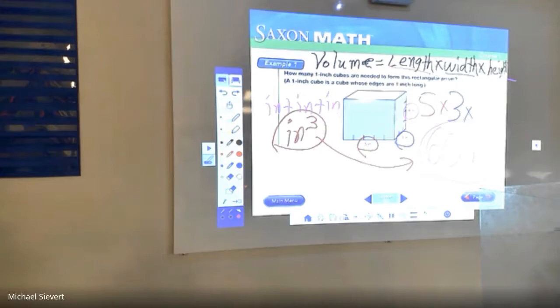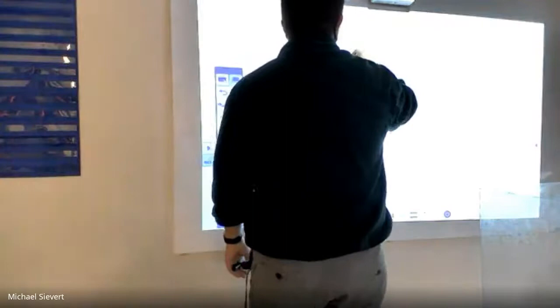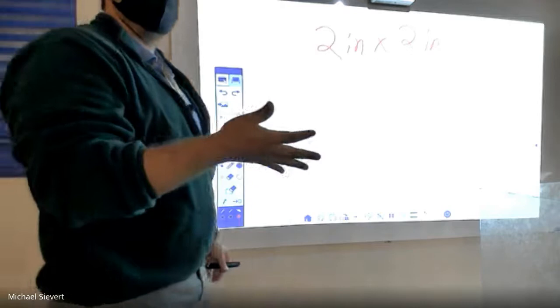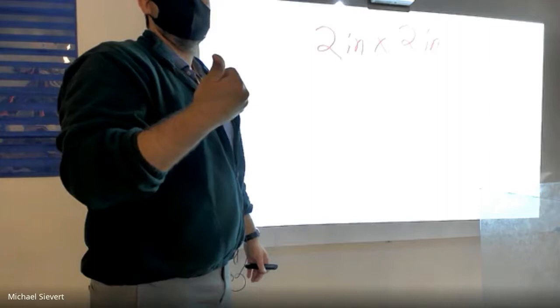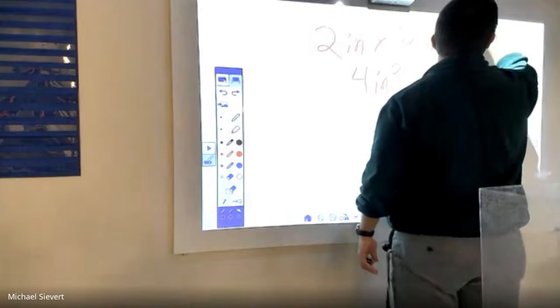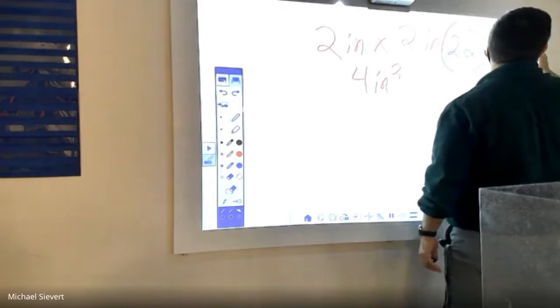So why is it squared? Okay, good question. So let's say you have 2 inches times 2 inches. Okay? What you have here for squaring, London? No, wouldn't it be like 4 inches? It would be 4 inches squared, because it is, in parentheses, 2 times 2, inch times inch. So 2 times 2 is 4.